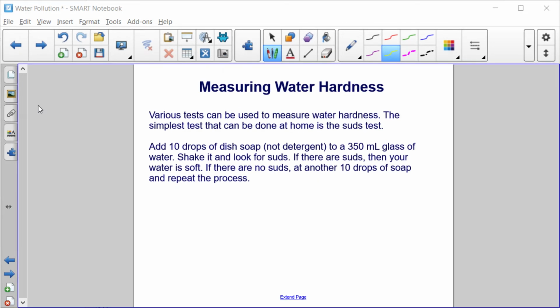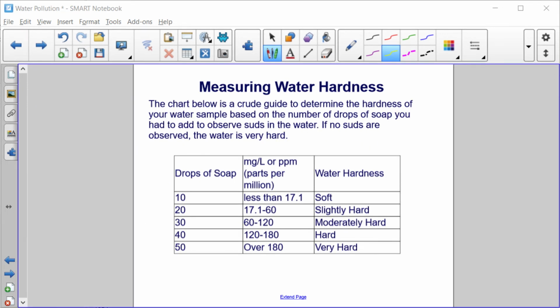Various tests can be used to measure water hardness. The simplest test that can be done at home is the suds test. Add 10 drops of dish soap, not detergent, to a 350 milliliter glass of water. Shake it and look for suds. If there are suds, then your water is soft. If there are no suds, add another 10 drops of soap and repeat the process.